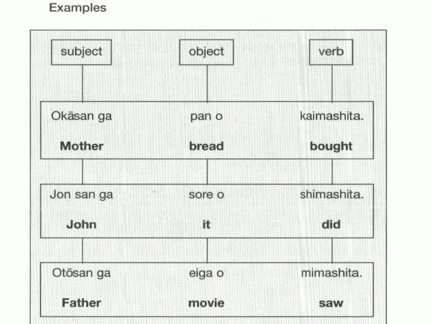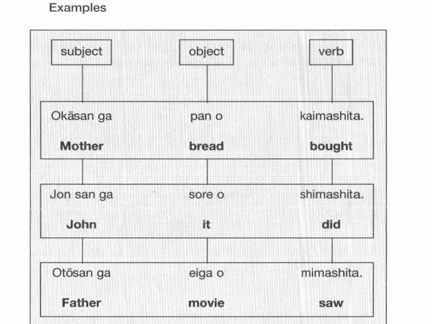In our second sentence, ジョンさんがそれをしました. John, it, did. Our subject is John, ジョンさん. Our object is it, それ. And our verb is did, しました.